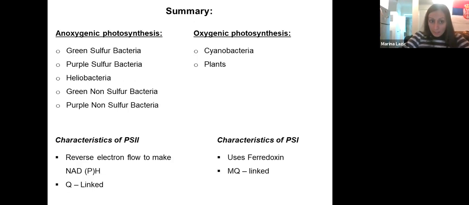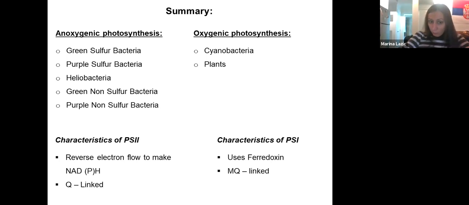So in a mini summary, we have anoxygenic and oxygenic photosystems. Anoxygenic photosystem is linked to green and purple sulfur bacteria, heliobacteria, and green and purple non-sulfur bacteria. I gave details about green and purple non-sulfur bacteria in the Word document. For the sake of time, I won't go through it. Oxygenic photosynthesis is related to cyanobacteria and plants.